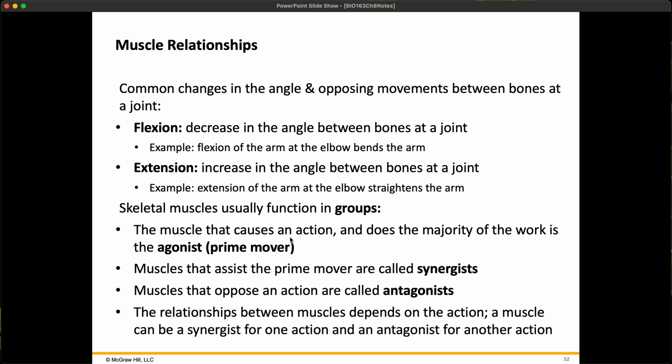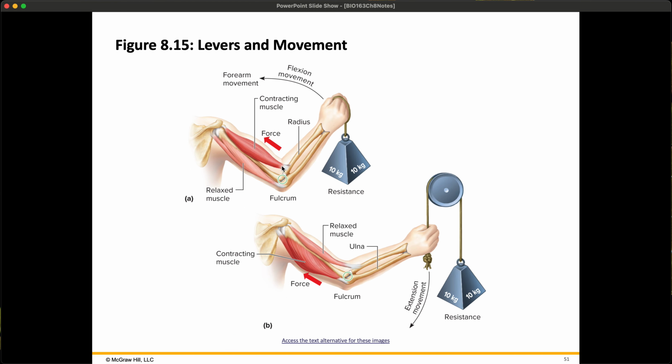The muscle that causes an action, the one that's doing most of the work, is your agonist, your prime mover. Muscles that are assisting it are called synergists, and the ones that oppose it are called antagonists. So you have an agonist doing the action, synergists helping out, and antagonists opposing. In the example of elbow flexion, the agonist, the prime mover, is your biceps. The synergist would be some of these deeper upper arm muscles like your brachialis. And then the antagonist is the triceps.